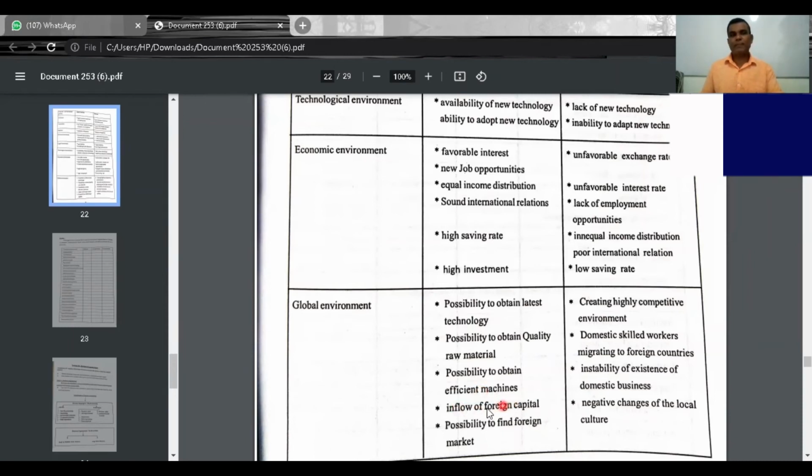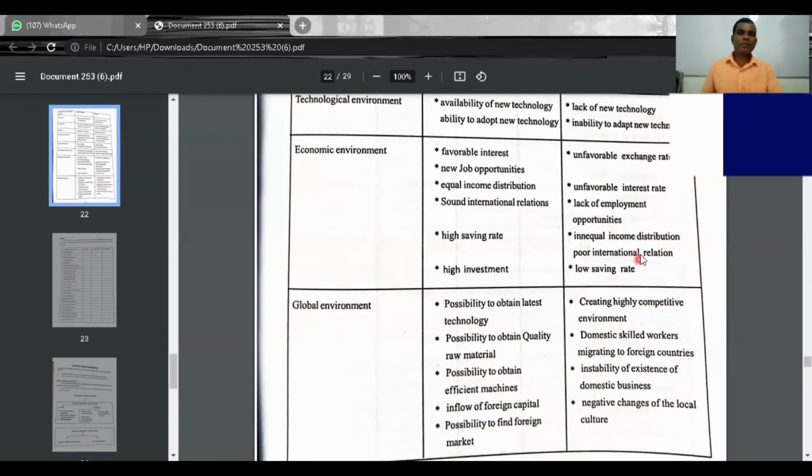Inflow of foreign capital. Because of globalization, foreign capital is coming into Sri Lanka. It is favorable for us, unless we are facing a high scarcity of foreign capital. Possibility to find foreign markets. We are able to find foreign markets. That is why young people, when they are unable to find job opportunities in Sri Lanka, go out of the country to find new employment opportunities.